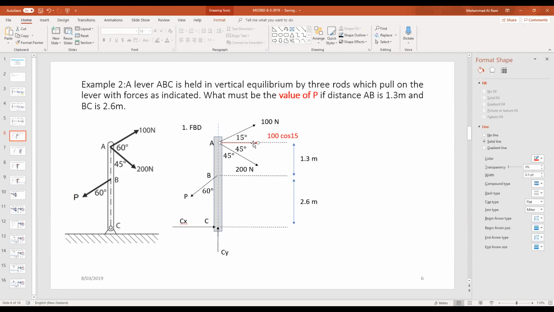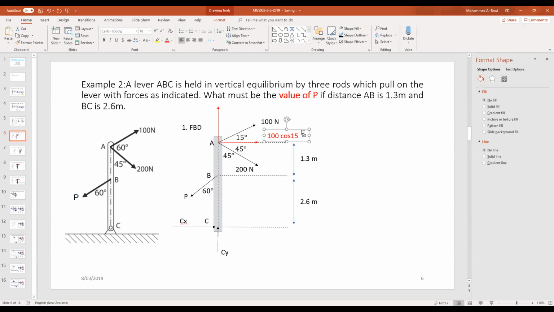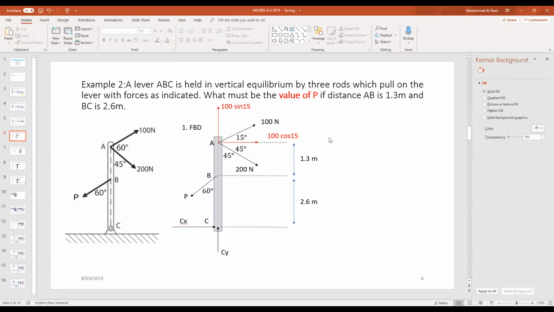And there is also another force in that direction from the 100. I will call it 100 sine 15. So we did the analysis for the 100 newtons.